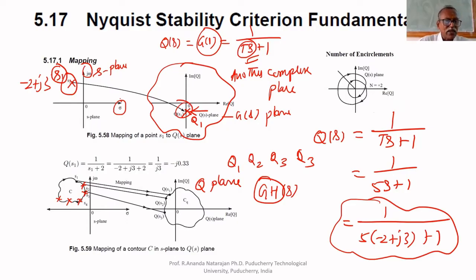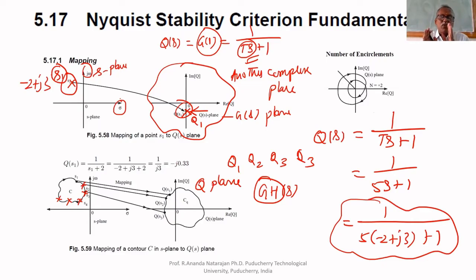Suppose I am taking one contour. Contour means closed path. In mathematics, contour means closed path. I am taking a contour C. I am taking many points on the contour, S1, S2, S3, S4, etc. I am doing mapping on Q. It means what? Hereafter, I won't say substitute those points on Q and find those values. Simply, I say you are doing mapping of that contour. It means taking many points on the contour, substituting in Q, and plotting on Q plane.